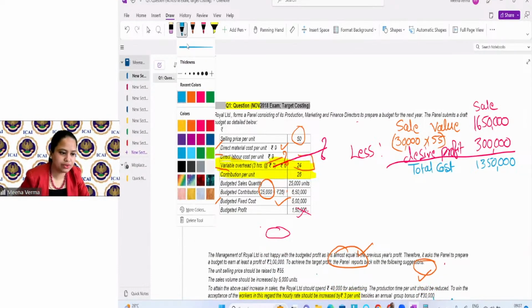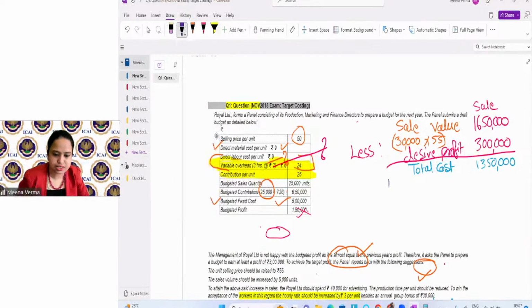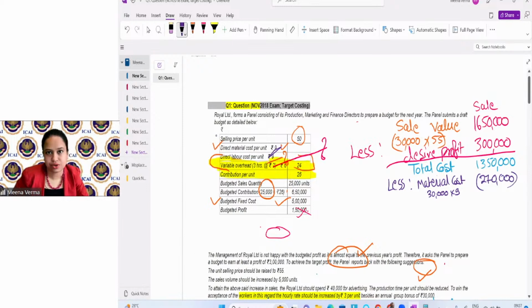So what do we have here? Less, what we have here, material cost. So what is the material cost here? Rupees 9 is the material cost, right? Okay. And how many units we have? 30,000 units, right? 270 is the material cost. You will reduce it here.